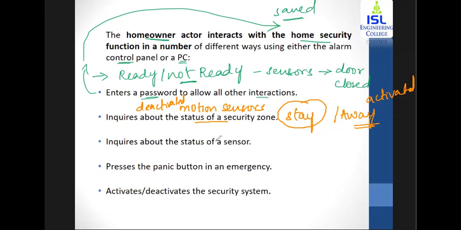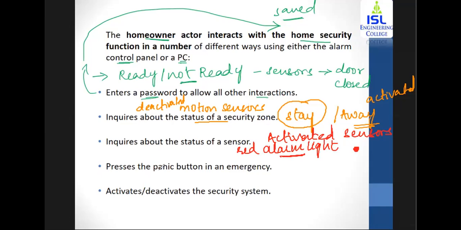The next is inquires about the status of the sensors. Now, the status of the sensors in here, when you've activated the sensors, then a red alarm light will be displayed. So if you've activated stay or away, whether it is armed or not, the system is activated. Within this alarm light, you're going to have this red light that will be displayed. That means that the system, all the sensors are activated at this particular point.